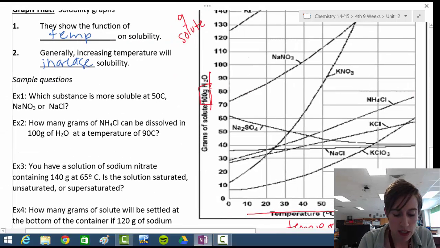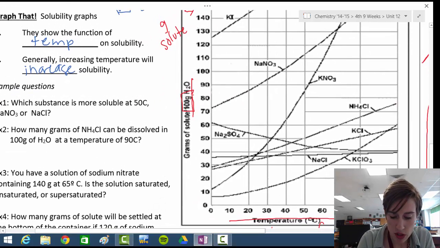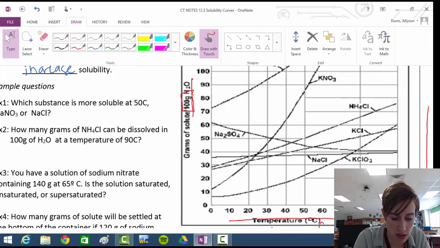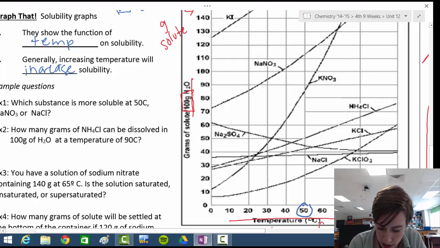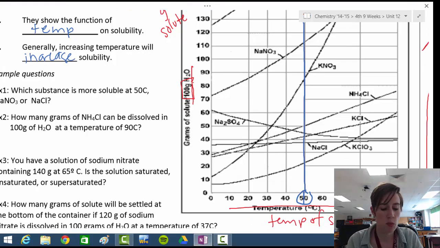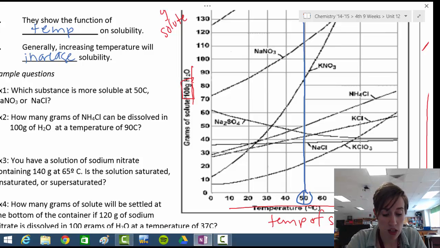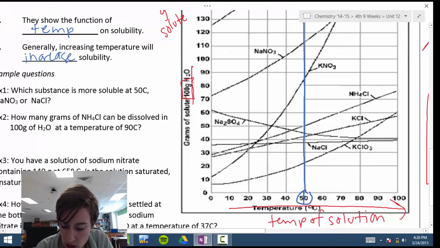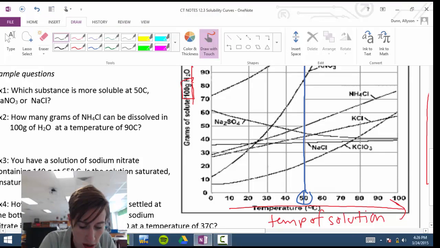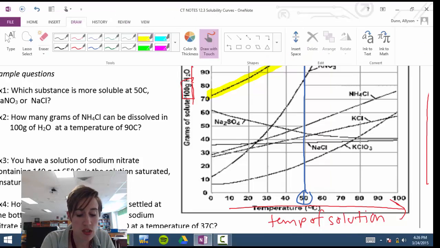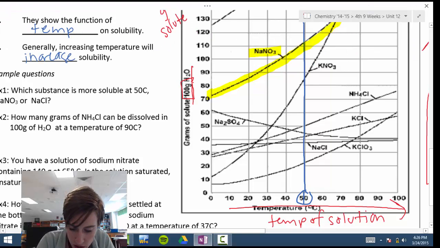Okay, so let's look at a couple substances here. The first question asks us which substance is more soluble at 50 degrees Celsius. Well, first let's find 50 degrees Celsius, okay? Here's 50 degrees Celsius. So I'm going to look at this line. It says which substance is more soluble, meaning which one can dissolve more solute. Is it sodium nitrate or sodium chloride? So sodium nitrate is right here. Here's sodium nitrate's line. So where does sodium nitrate intersect at 50 degrees? It intersects right here. See that spot? So I'm going to draw a line to that spot.